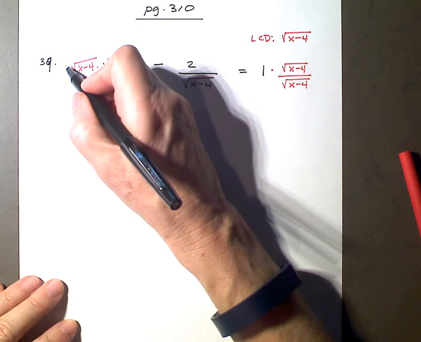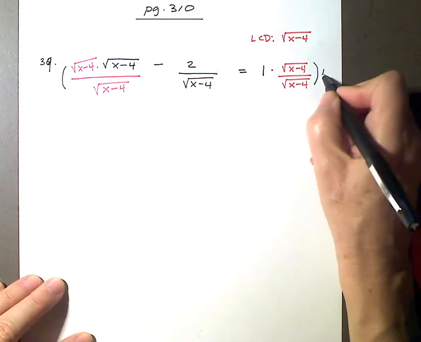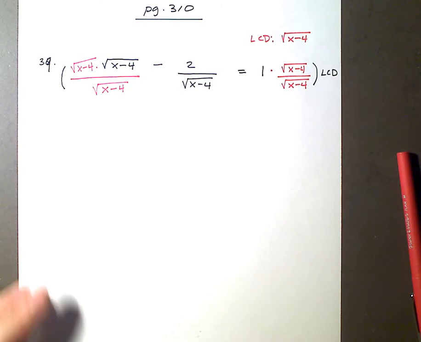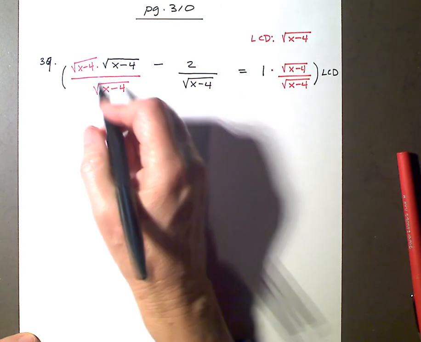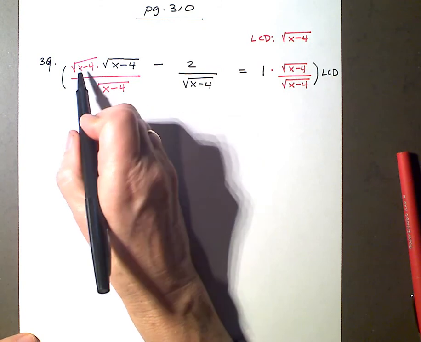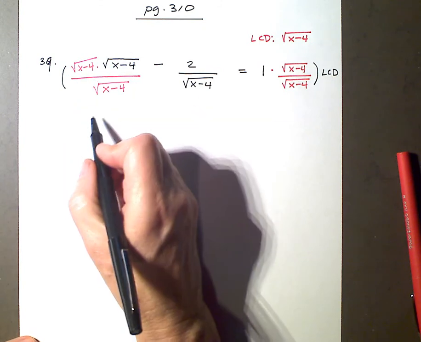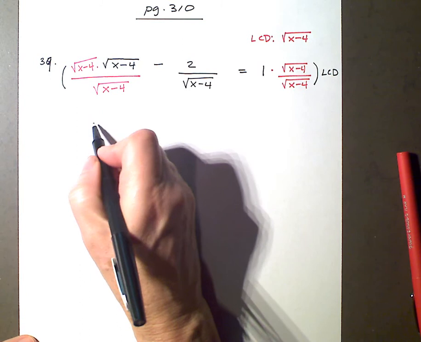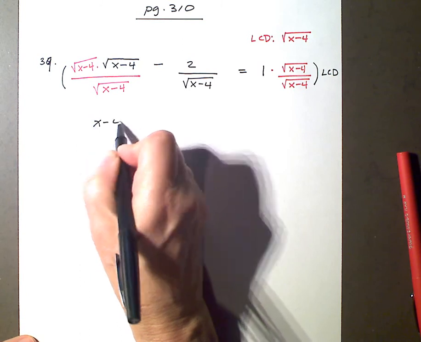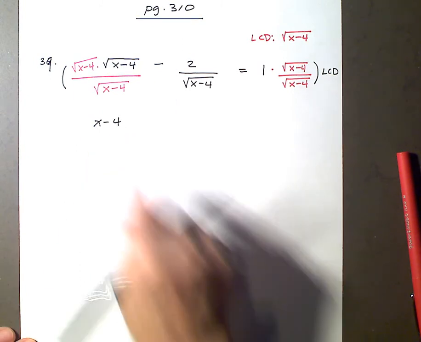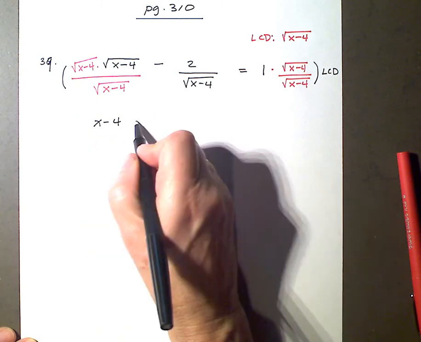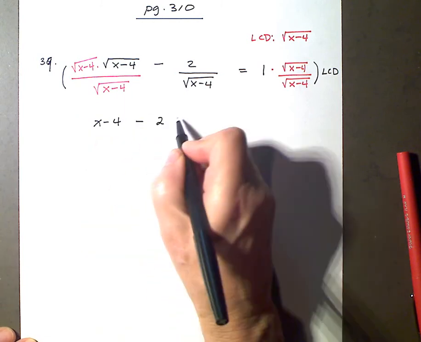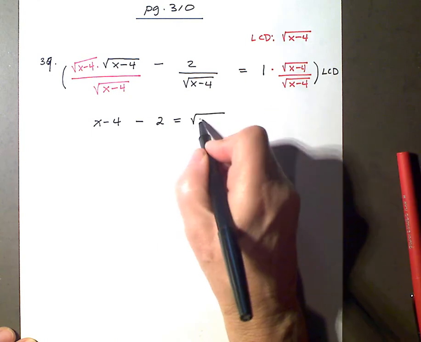so I can clear the denominators by multiplying every term on both sides by the lowest common denominator, and those will go away. So now in the numerator, I have root x minus 4 times root x minus 4, which is, by definition, x minus 4. The square root of something times the square root of the same thing is that thing, minus 2 equals the square root of x minus 4.